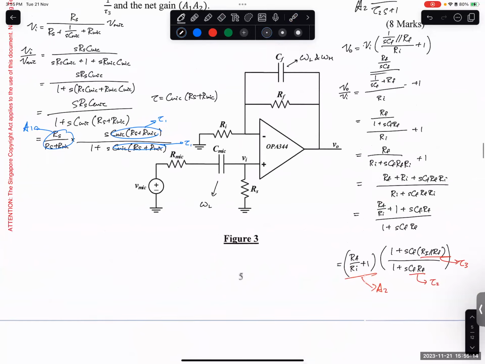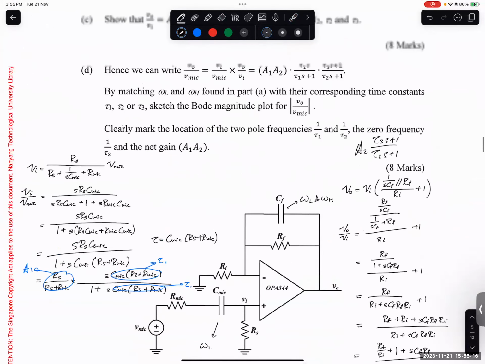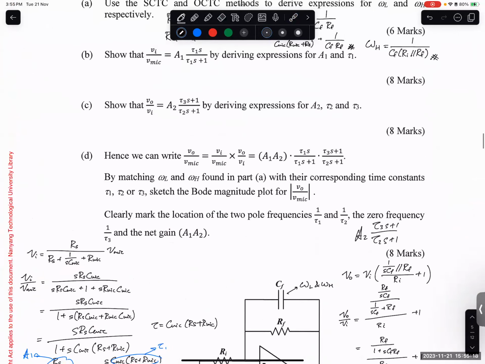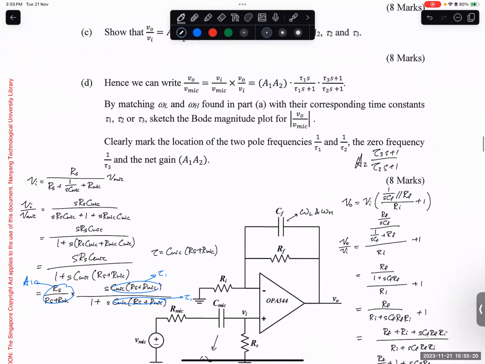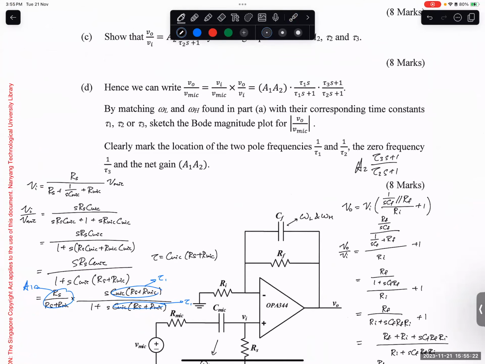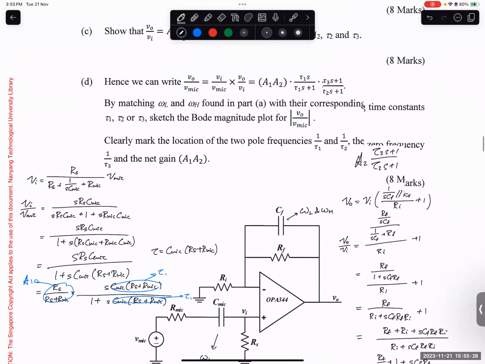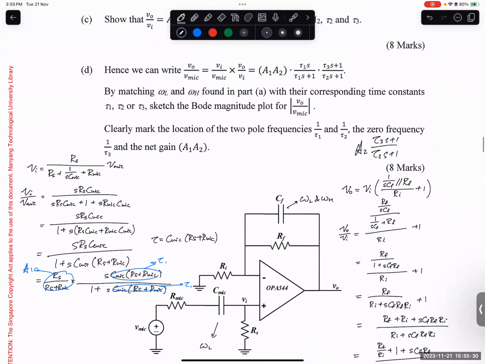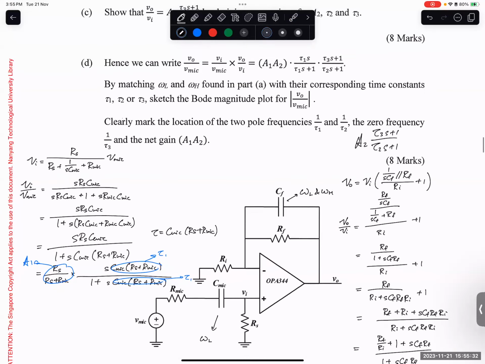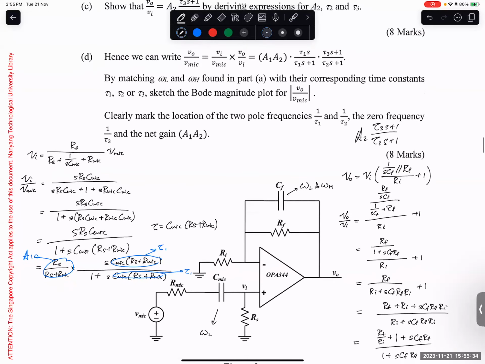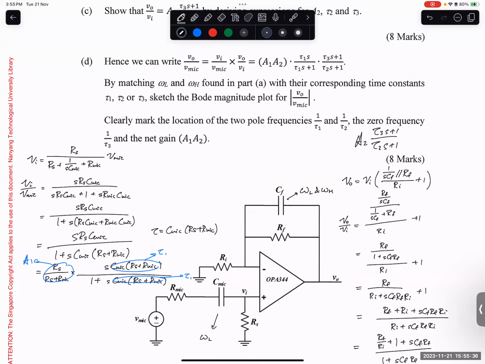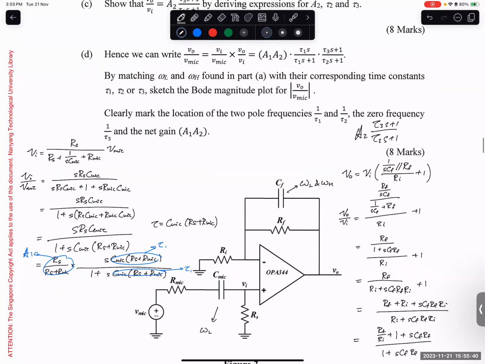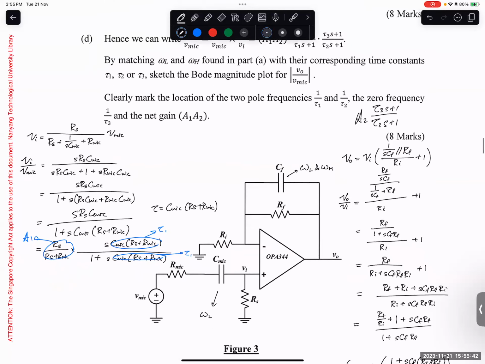Okay, so now we got these two expressions already. Hence we can write Vout over Vmic by matching omega L and omega h found with their time constants tau 1, tau 2, tau 3, and sketch the Bode plot. Clearly mark the location of the two pole frequencies, and net gain A1, A2. The pole frequency means the omega L, and the zero frequency is omega h.